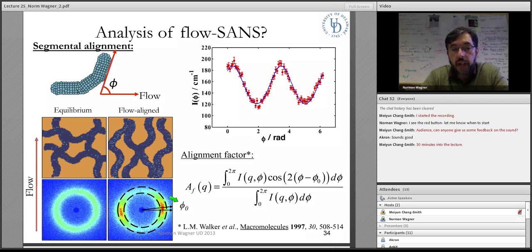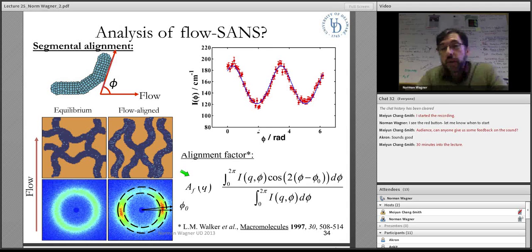To calculate the degree of alignment, the sharpness, if you will, of that deformation, we use a technique borrowed from X-ray scattering and work done by Lynn Walker, who's now at Carnegie Mellon, many years ago, published in Macromolecules, where we can pick a particular Q vector. For example, we might be interested in the nearest neighbor kind of distance, so around the peak. And we trace that out as a function of angle here, and we fit it essentially to a cosine 2 theta function. And you can do that by either fitting that function, or you can do this integration here and normalize it. And that number gives you the alignment factor.